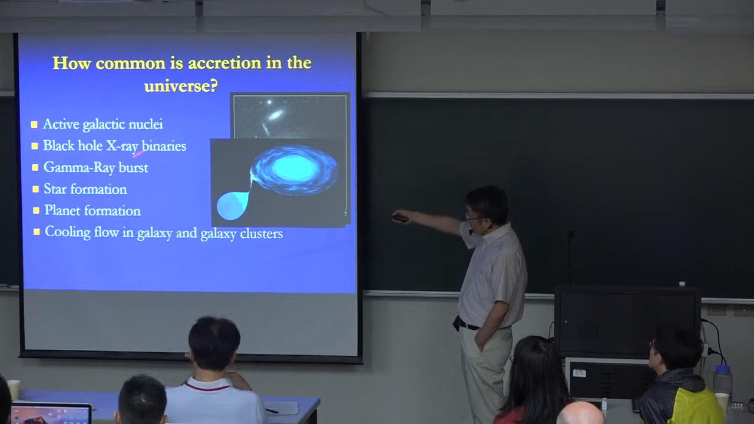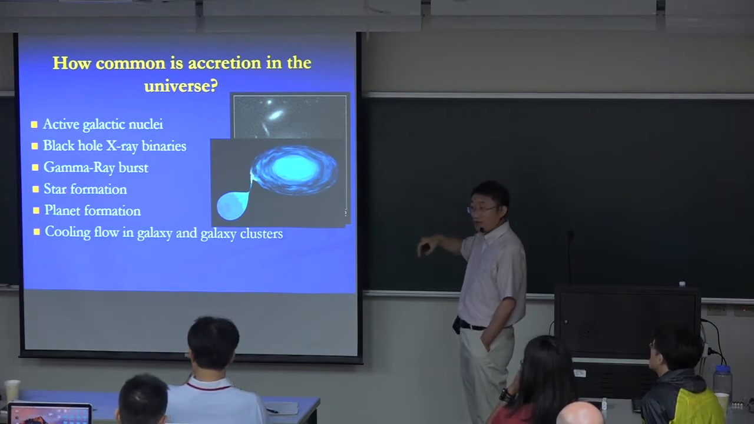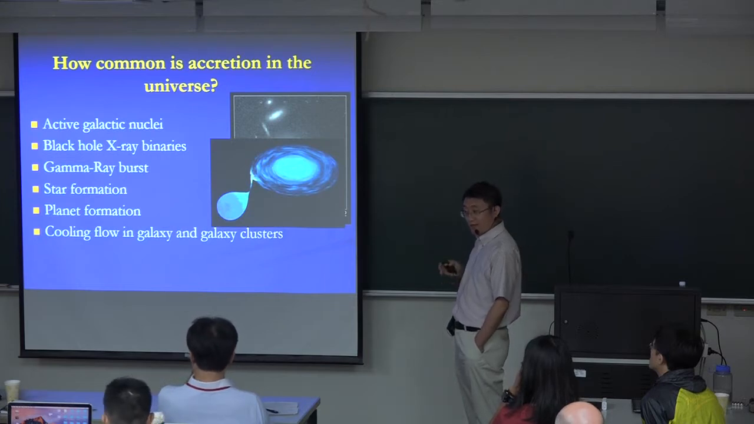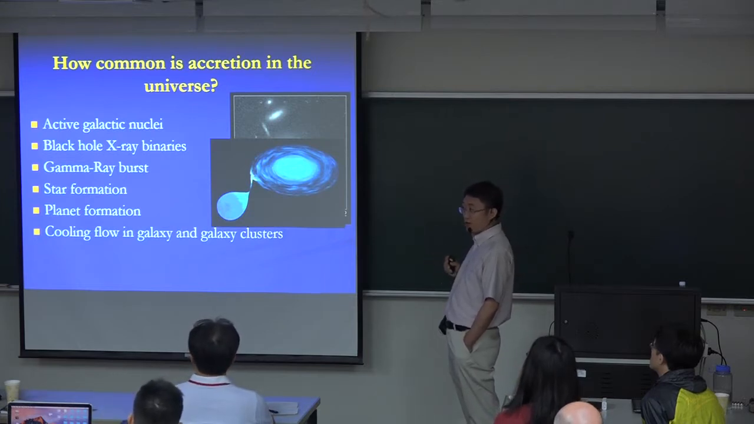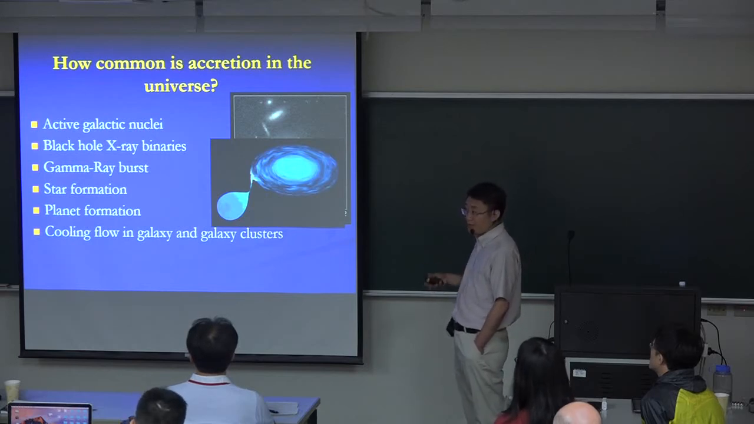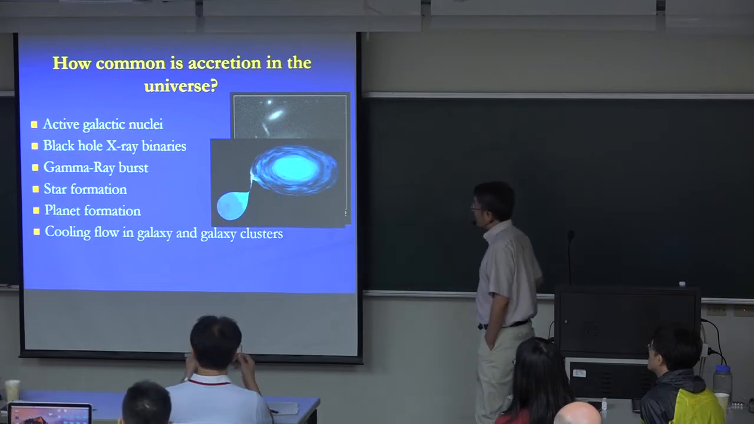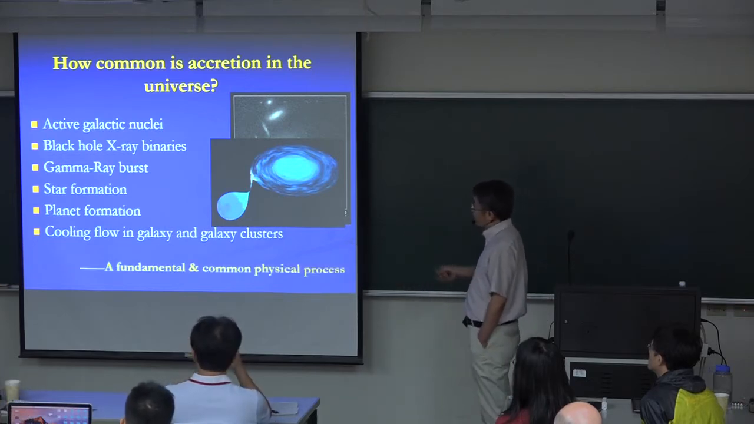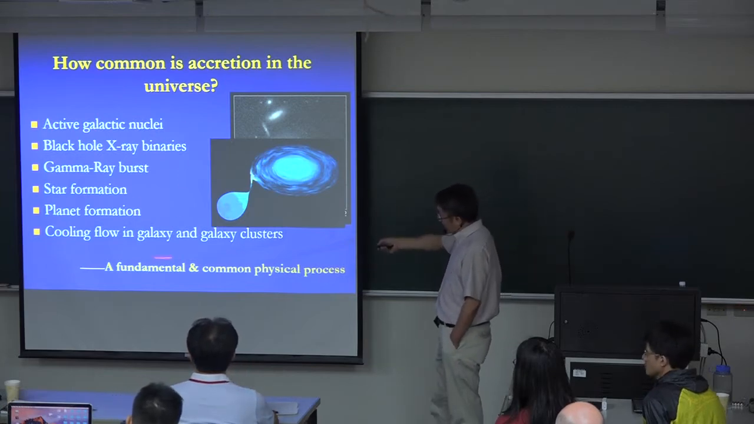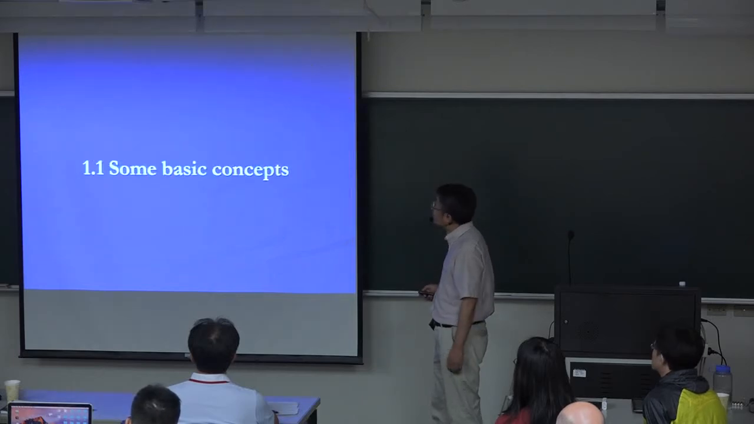In all these three fields, the central compact objects are black holes. But for some other fields, say star formation and planet formation, it is also a process of accretion, except the central object is not a black hole, but a protostar. But the basic theory of the accretion is roughly the same. And also we have cooling flow with galaxy and galaxy clusters. So you can see from this review, black hole accretion is a quite fundamental process in the universe.